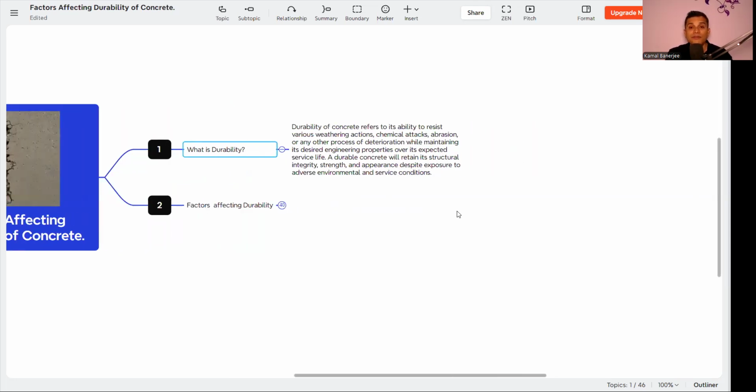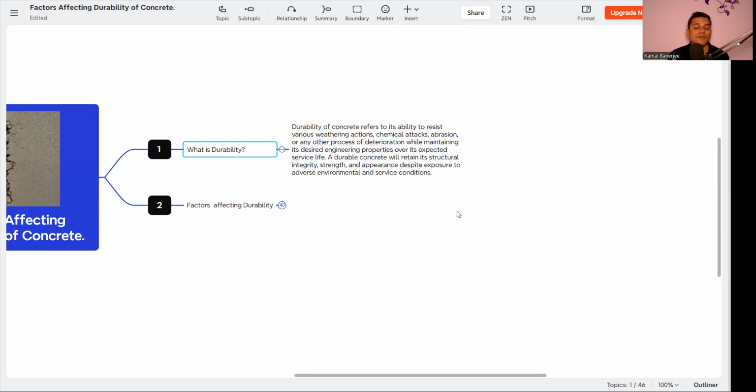Durability of concrete refers to its ability to resist various weathering actions, chemical attacks, abrasion, or any other process of deterioration while maintaining its desired engineering properties over its expected service life. Now, we are making concrete for so many years of life. So not only for 1 year, 2 years, but 50 years, 60 years, 100 years. This concrete is on the earth.